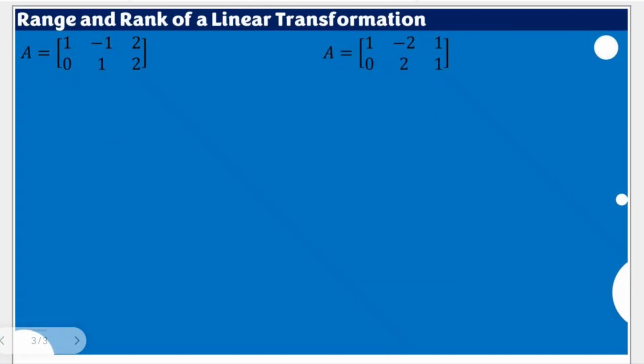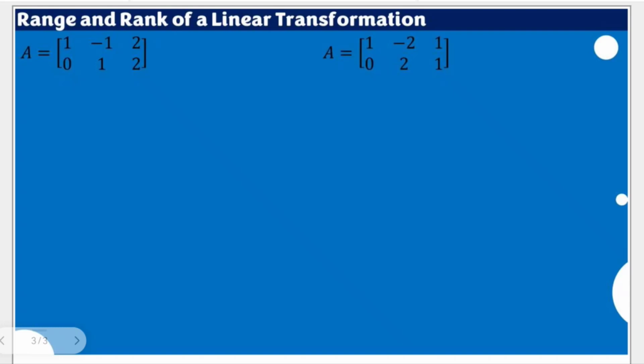Let's show the process of identifying the basis for the range and the rank of this linear transformation defined by these two matrices here, specifically 2 by 3 matrices. The basis of the range is actually equal to the column space of said matrix.